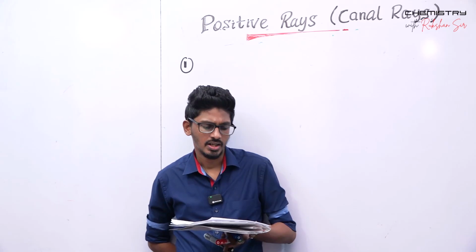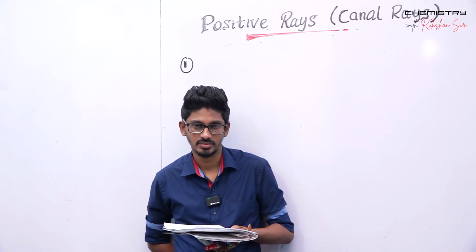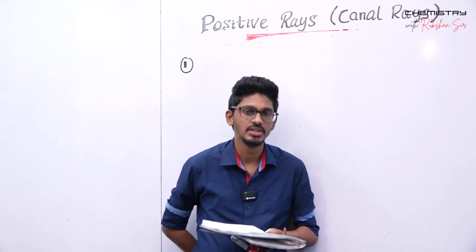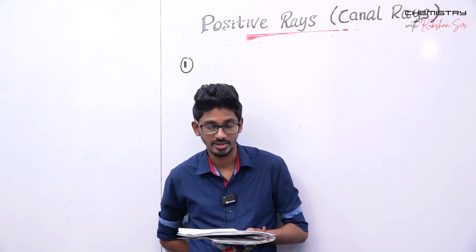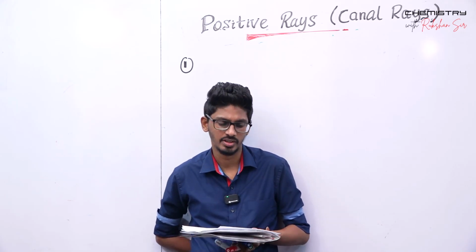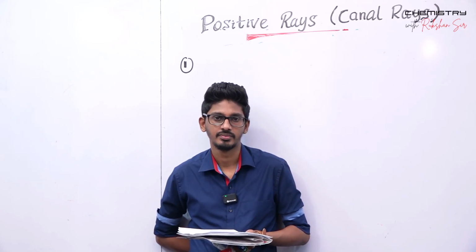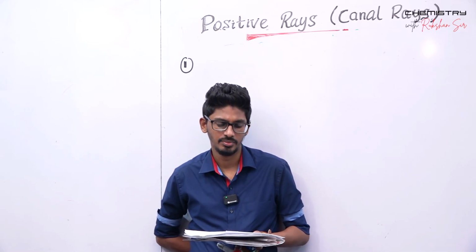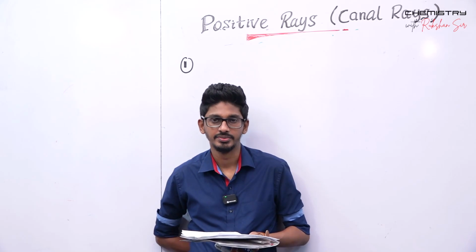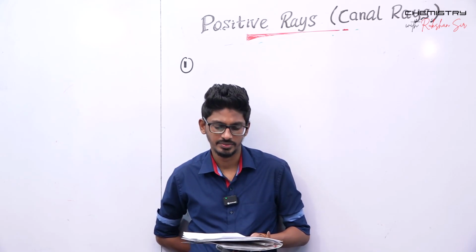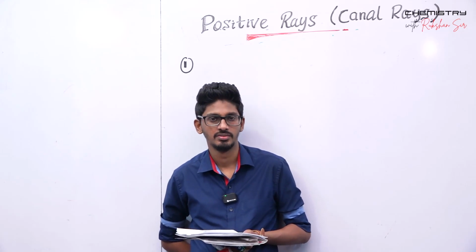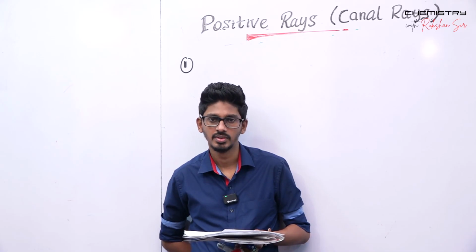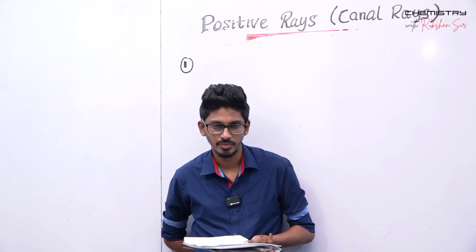Just write this down. Number 2, they have a momentum. These are properties. Within brackets you can write mass and kinetic energy. They have momentum, within brackets mass and kinetic energy. Put a dash and write.